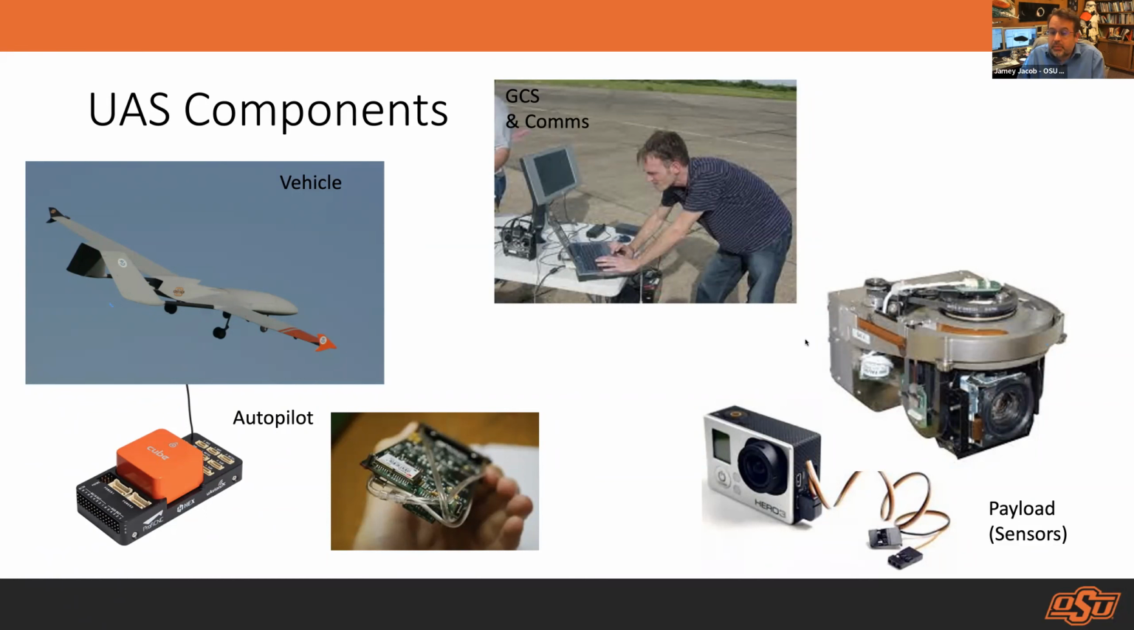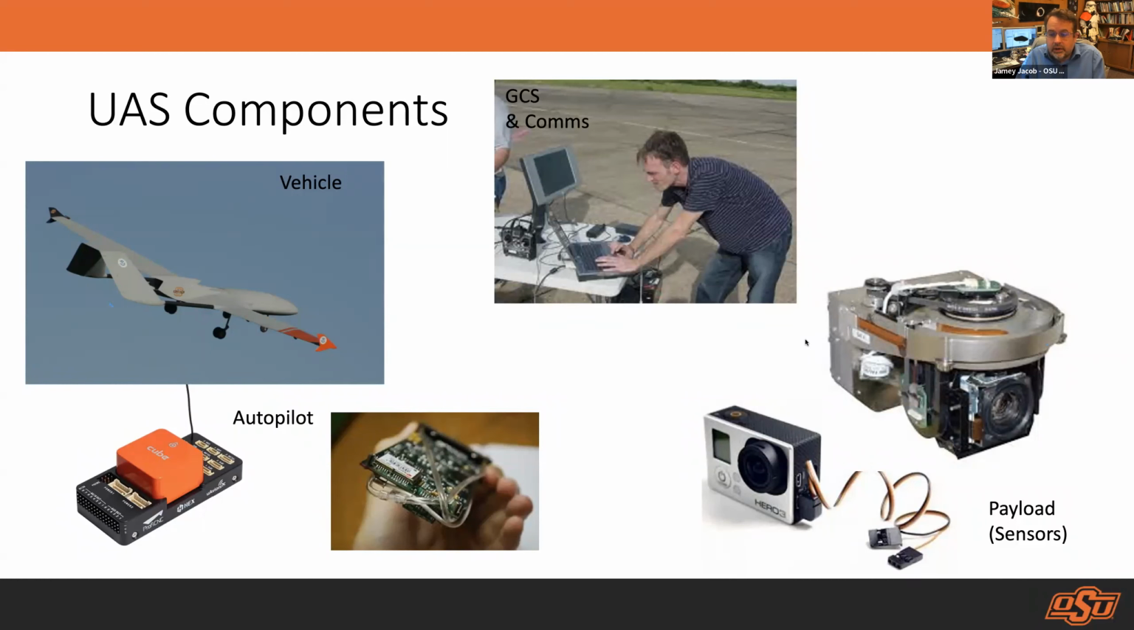The last component is the payload. And you may not think of this as an important piece of the whole UAS, but without the payload, the UAS really has no job. The whole purpose of the vehicle is to be able to carry a payload to perform some kind of mission.